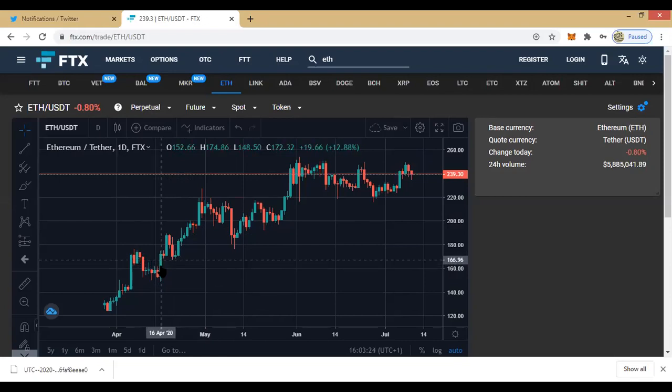Comparing this very candle to these other ones that formed starting from here, we see that this is the largest so far. This is actually how many days? 1, 2, 3, 4, 5, 6, 7, 8, 9.